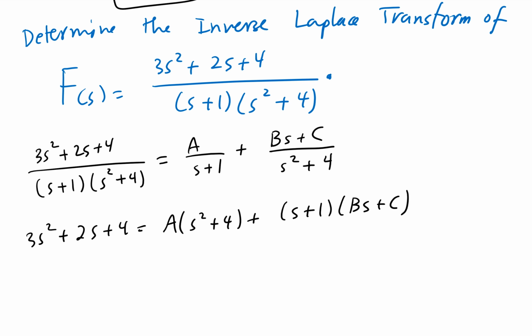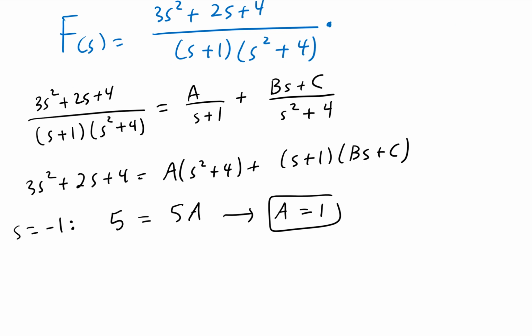So now what do we do next? We can select values for s. Let's say s equals negative 1, so that would give us 3 minus 2, 1 plus 4, 5 equals 5a. So a is 1. We can select s equals 0, so that gives 4 equals 4a, but a is found to be 1. As 0, and as 0 again, so that gives me 0 plus 1, 1 times c, so c is 0.